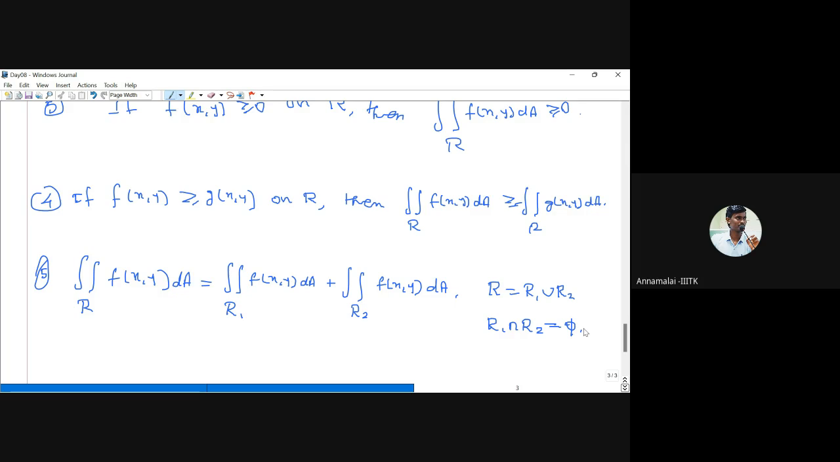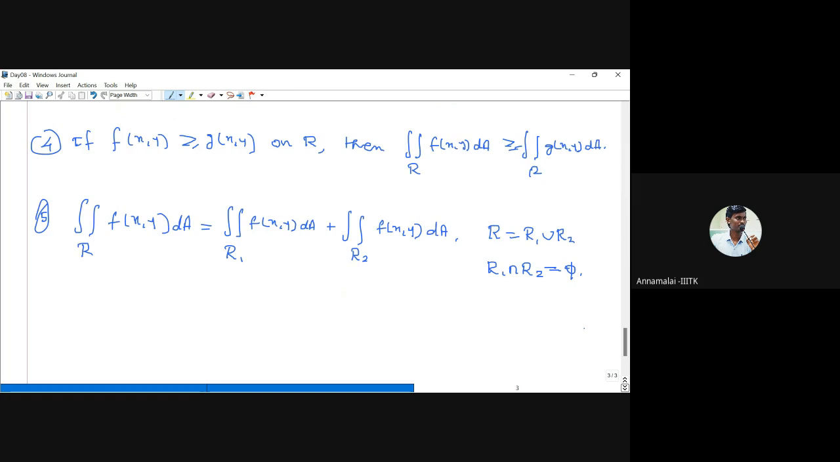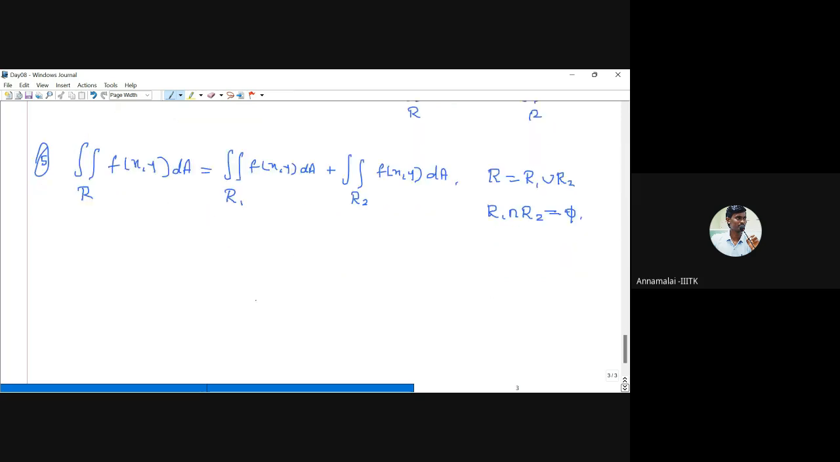Now we define the volume. If n goes to infinity, we define now what the volume is. Volume is nothing but this limit: the limit as n goes to infinity of Sn. Already we defined what Sn is. Sn is the summation of f of xi comma yi times delta A. So that is how we define volume.